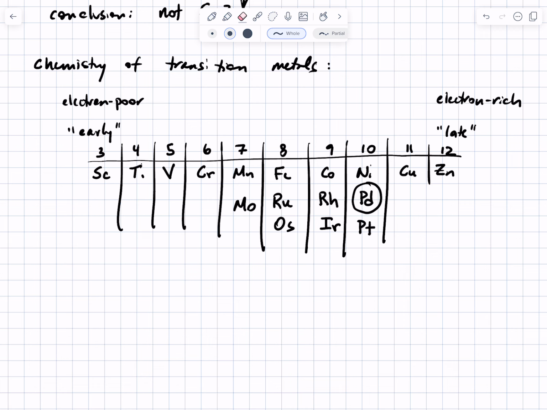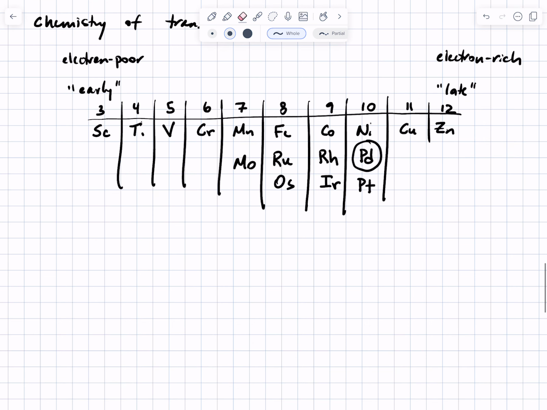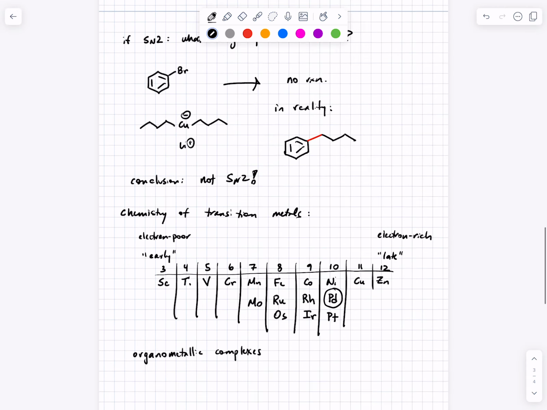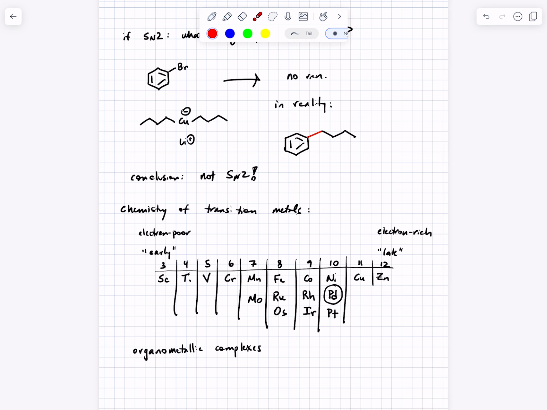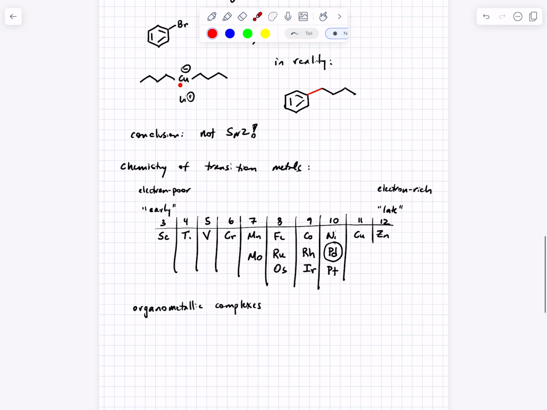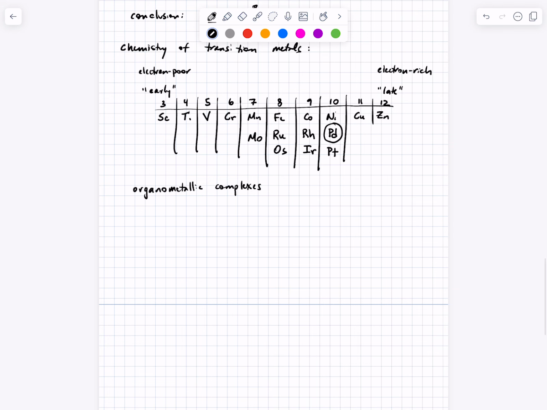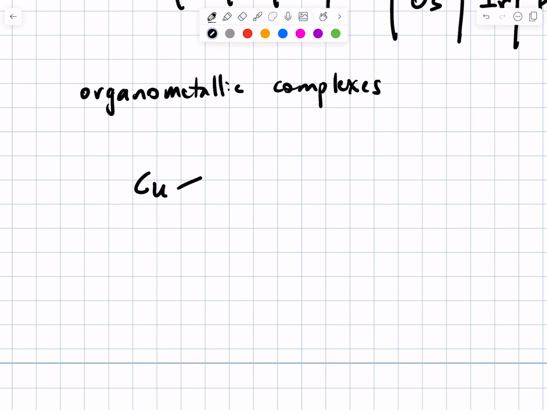All right. Now let's start looking at what we're going to call organometallic complexes. These are molecules in which metals are bonded to carbons. As you can see, the cuprate is one such organometallic complex. You've got a copper bonded to two things. Here is copper. It's bonded to two things.